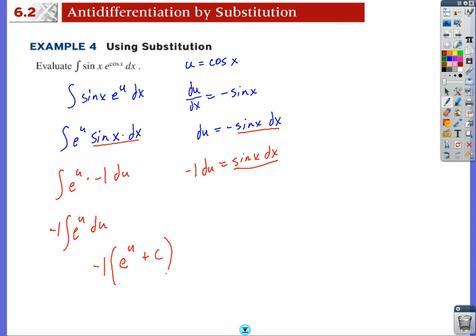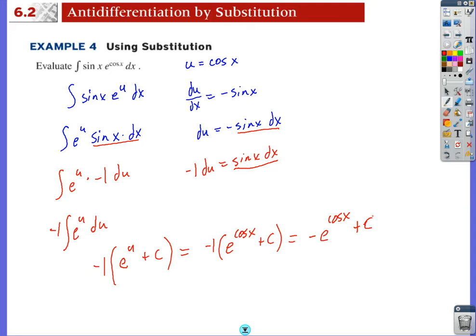I multiply everything, and what's u though? Because I want everything back in terms of x, because that's what I started. Well, it's negative 1 e to the cosine of x plus a c. Now I can go ahead and multiply by that negative 1, negative e to the cosine of x. Now this is where you're going to yell at me, because I'm going to write down plus c. You're going, but mister, I just multiplied by a negative 1. Shouldn't it be minus a c?